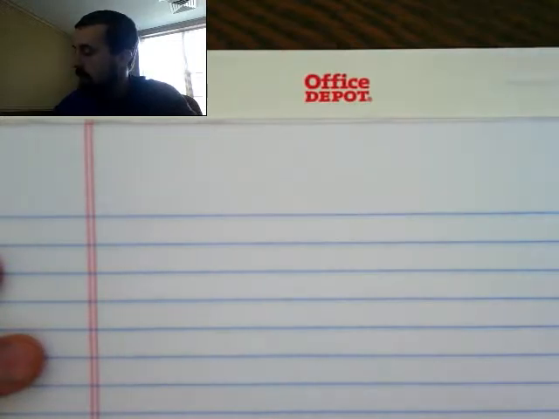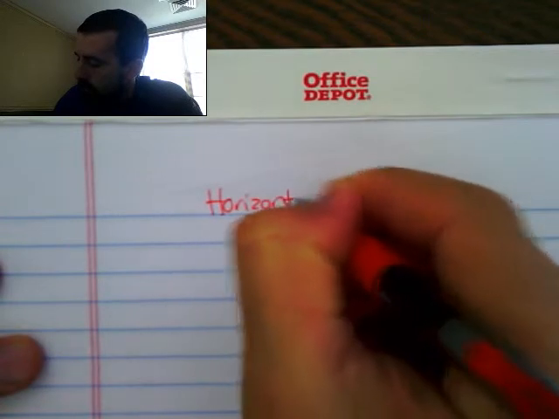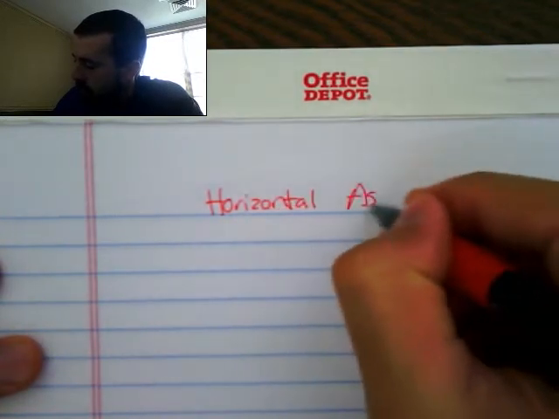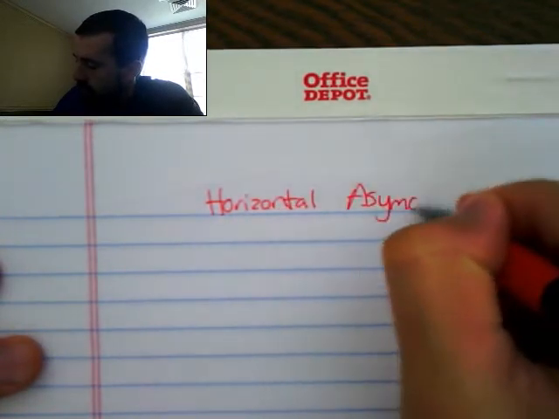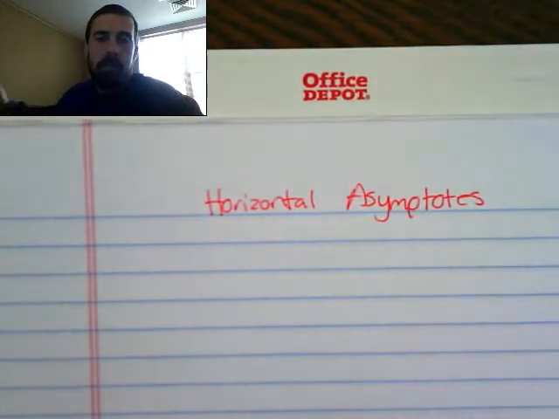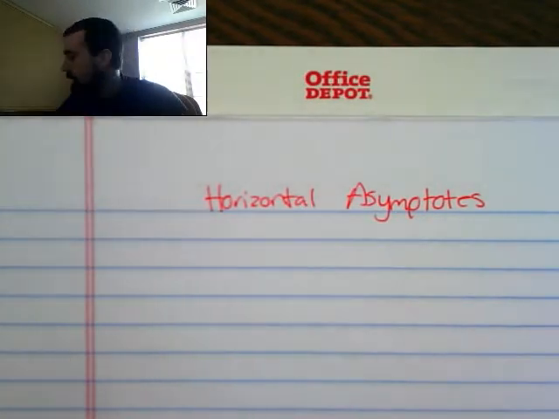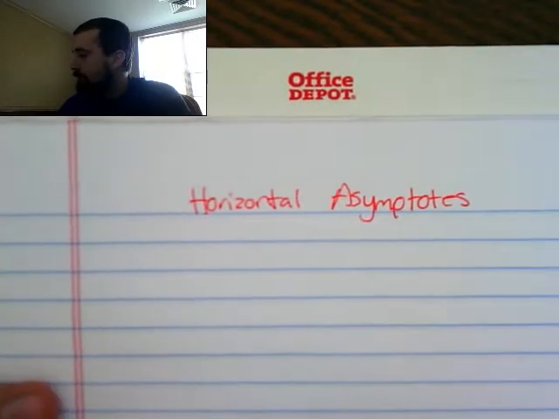Okay, today we're going to be talking about horizontal asymptotes. All right, we just talked previously about vertical asymptotes and how they go up and down. Horizontal go left to right. Okay, horizontal asymptotes. How do we find them?